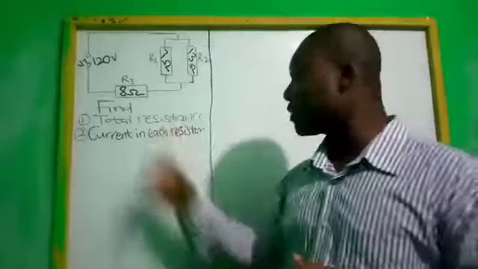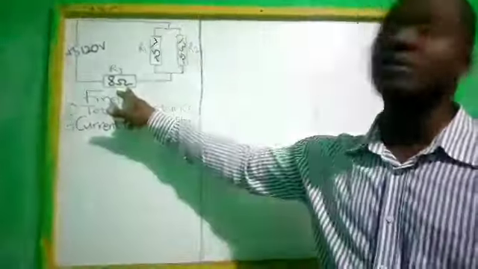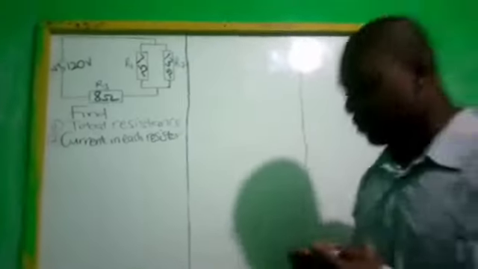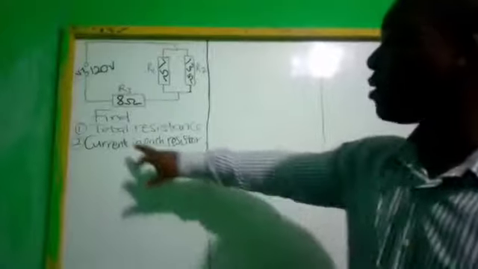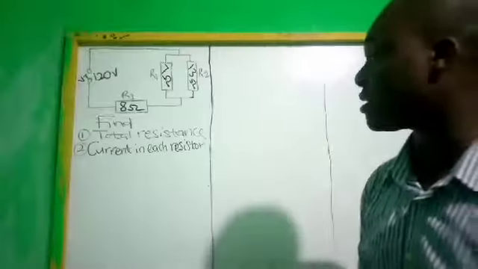In this particular video, I want to show you how to calculate the total resistance and the current in each resistor in a series parallel circuit. As you can see, this is three resistors connected in series parallel, while one of the resistors is in series with two of the resistors that are connected in parallel. So first of all, let's find the total resistance.